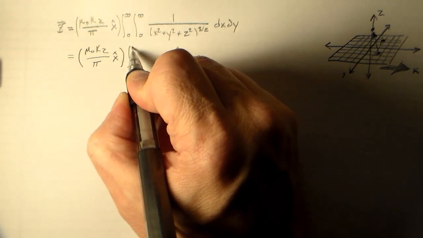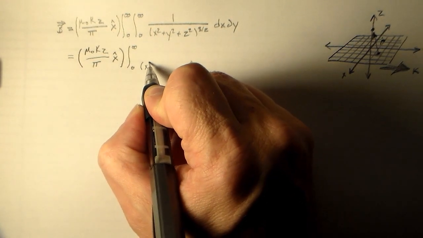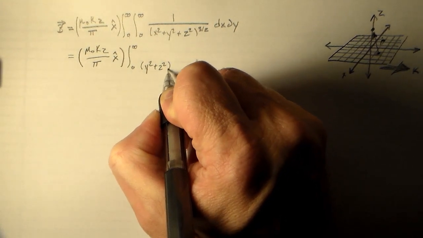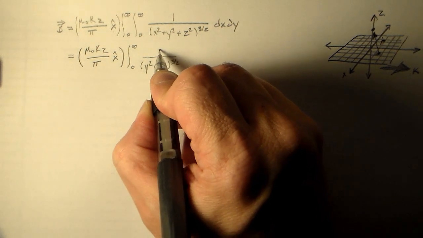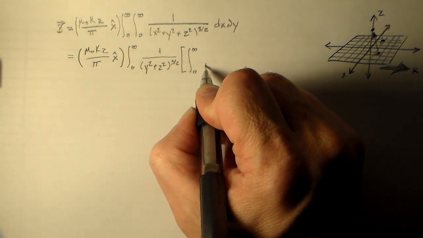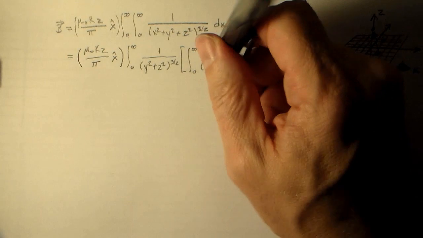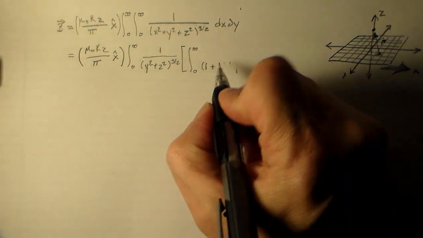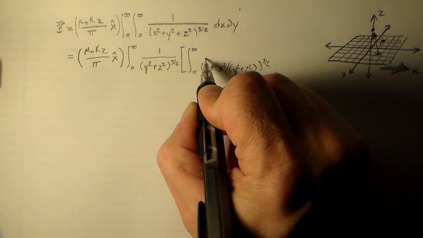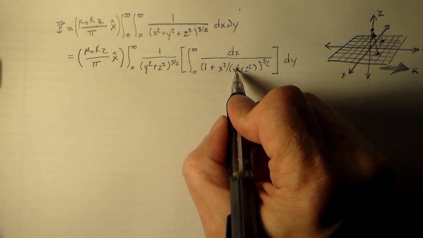So the first thing I'm going to do is pull out everything that I can except the x in here. Actually, I can't really pull it out, but what I can do is get this into a form that's a little bit easier to integrate. So we want to integrate the inner part here, which is now 1 plus x squared over y squared plus z squared, all that to the 3 halves. Got our dx and our dy, because we still have to integrate this out.